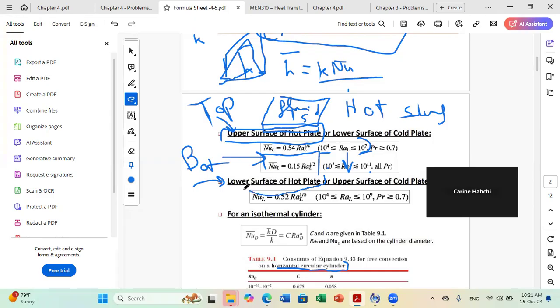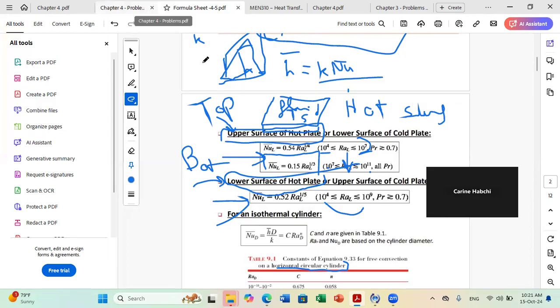So for the lower surface, we don't have a choice. We have only this relation. So Rayleigh should be in this range and Prandtl should be larger than 0.7. In case it's not, I should provide you with other formulas, okay? Now, you just have to decide between these two from Rayleigh value. So let us calculate Rayleigh value.